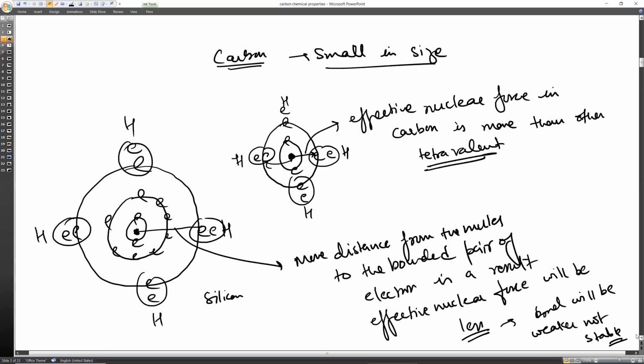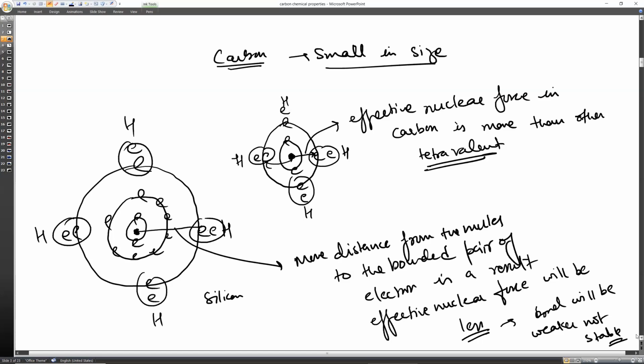So if I compare carbon and silicon, they both are tetravalent. This question can be asked in the examination: both silicon and carbon are tetravalent, but carbon can make a large number of compounds. We have so many compounds of carbon that we have made a separate branch for them, that is organic chemistry.